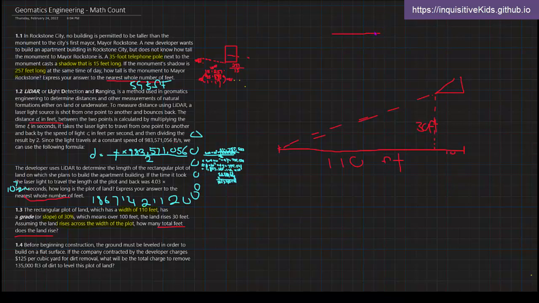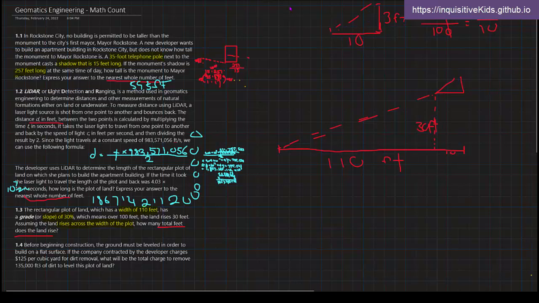And now we have this base right here of 10. And for every 100, it rises 30 feet. So let's take an equivalent fraction to have a denominator of 10. That's what it is right here. So after it's simplified, it equals 3 over 10. So it's saying for every 10 feet, it rises 3 feet, which means that over here it rises 3 feet.